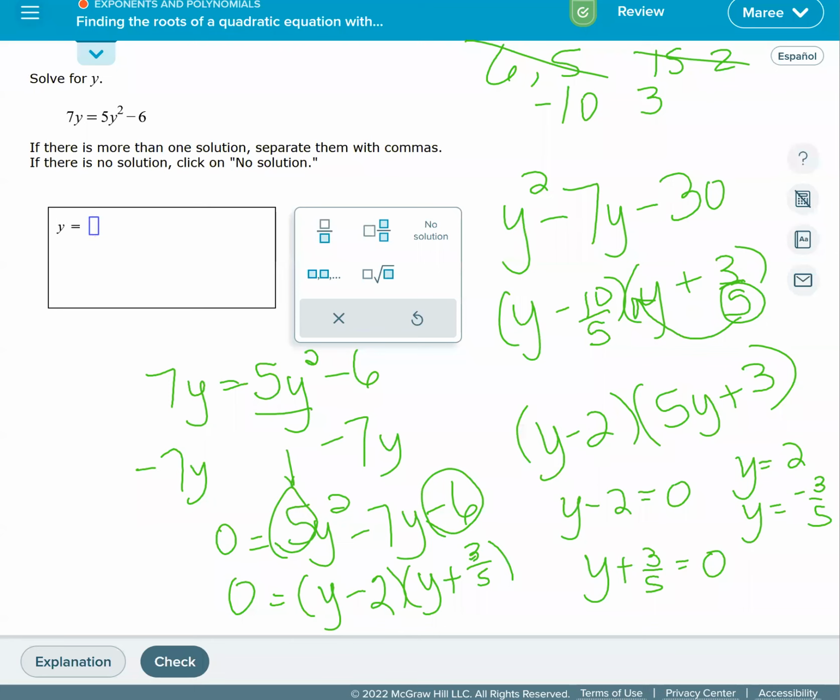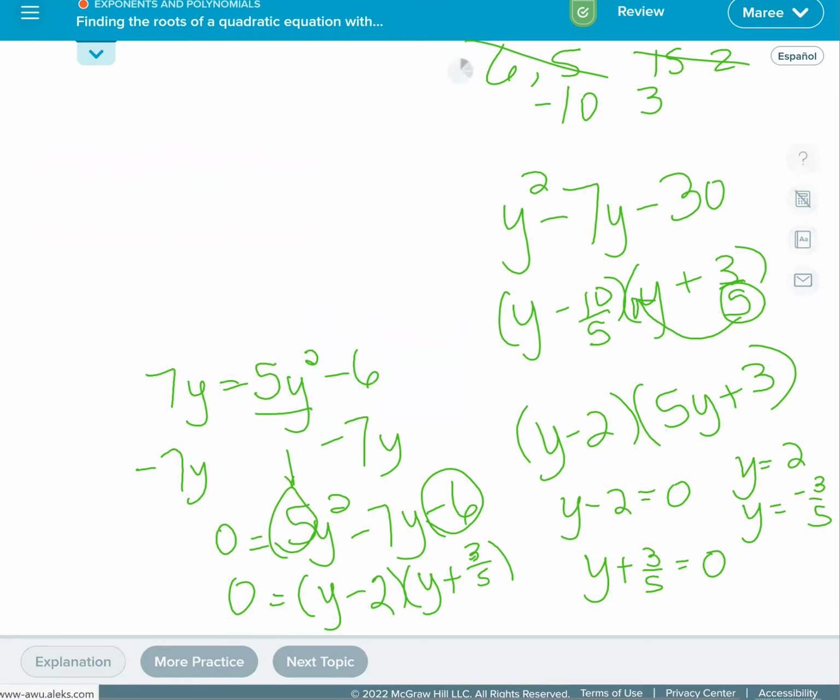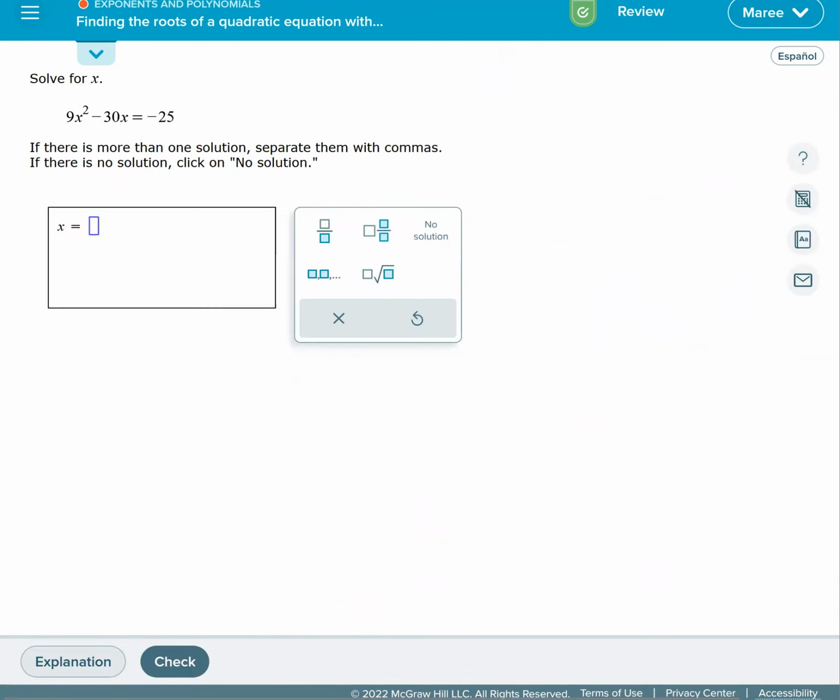So we're going to type in 2, and then we need a comma, and we're going to type 3 divided by 5. Negative. Oh gosh, we need a negative. Thank goodness I double checked that. There we go. And we're going to do 1 or 2 more.